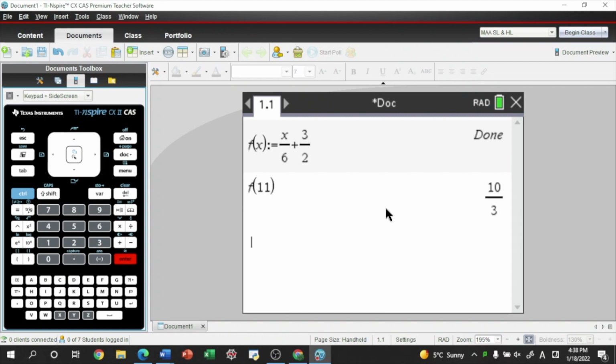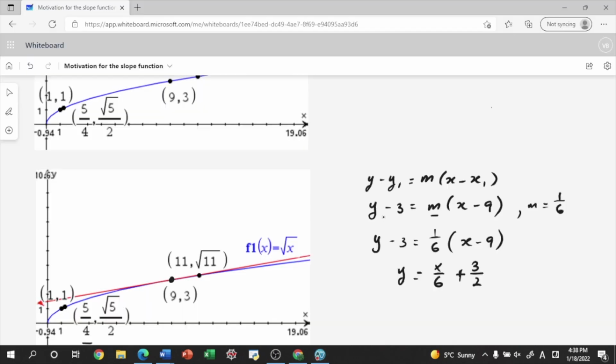And we get over here 10 on 3. If I go back to my whiteboard, what this means is that the square root of 11, which is approximately equal to the y we just calculated, well, that's equal to 11 on 6 plus 3 on 2, which is 10 over 3. That's in harmony with, but much nicer looking than, the result of the guess and check method that we were using before.